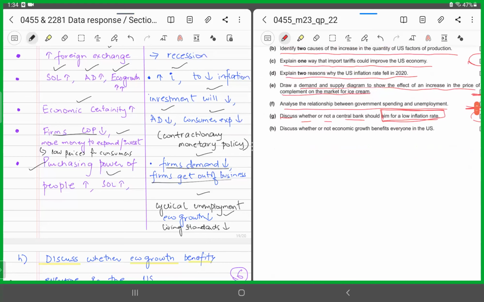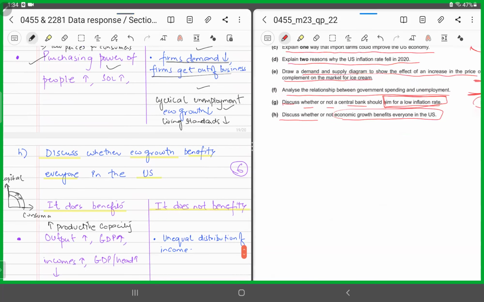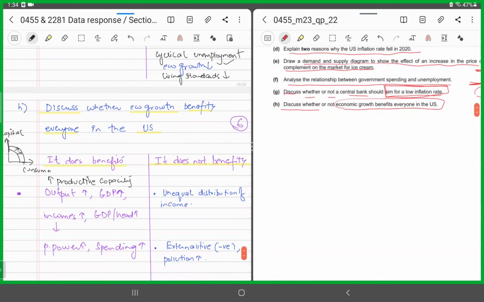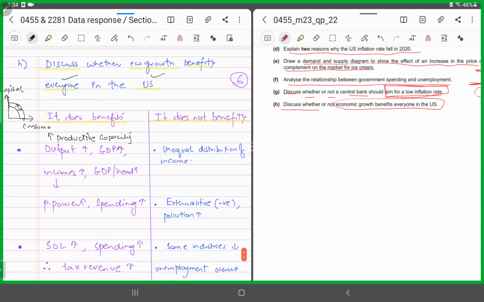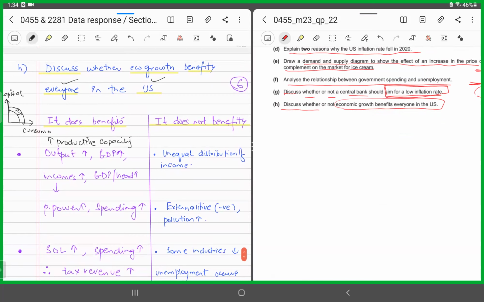That would be a dangerous scenario. All right, part H. Part H says discuss whether or not economic growth benefits everyone in the US. Now, this is a little tricky question in the sense that it's asking us whether or not economic growth benefits everyone in the US. They are particularly talking about the US economy, and asking whether it will be beneficial for everybody in the economy.